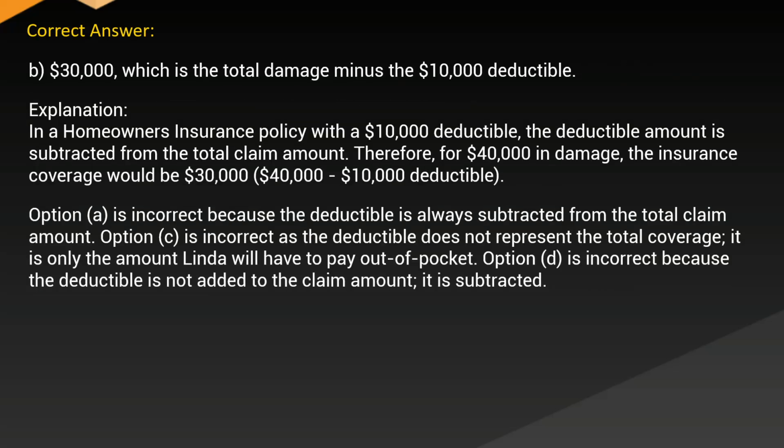Correct answer, B. $30,000, which is the total damage minus the $10,000 deductible. Explanation: in a homeowner's insurance policy with a $10,000 deductible, the deductible amount is subtracted from the total claim amount. Therefore, for $40,000 in damage, the insurance coverage would be $30,000, $40,000 minus the $10,000 deductible. Option A is incorrect because the deductible is always subtracted from the total claim amount.